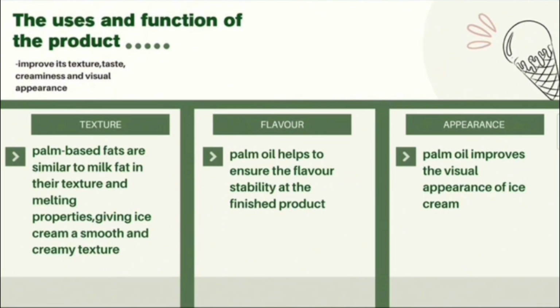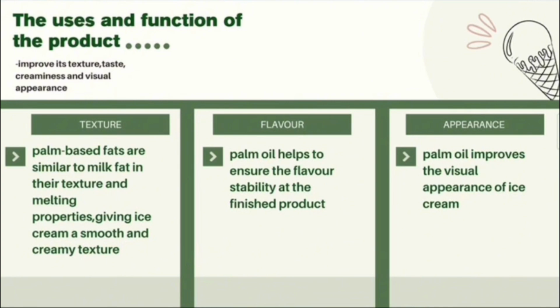And after that, the next one is the uses and function of the product. It can improve its texture, taste, creaminess and visual appearance. And for the texture, the palm-based fats are similar to milk fat in their texture and melting properties, giving ice cream a smooth and creamy texture. And for the flavor, palm oil helps to ensure the flavor stability of the finished product.